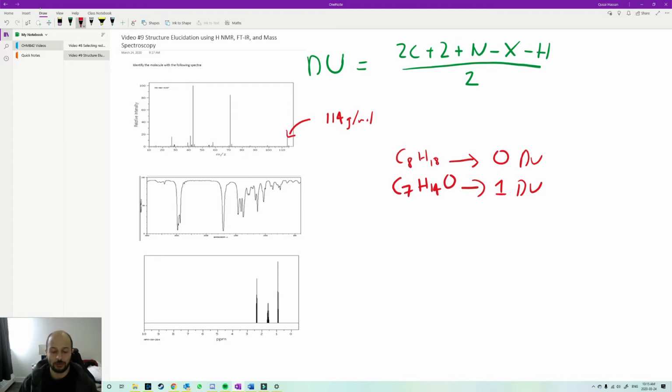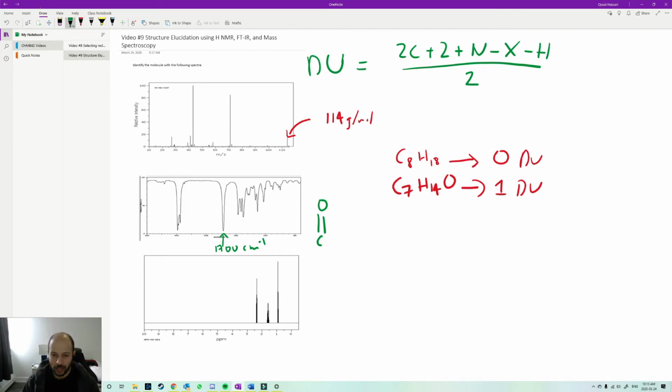Now, when I look at my IR, the first thing that's screaming at me is this peak here. This tells you so much. This is probably one of the most useful pieces of information you could get. This peak is around 1700 wave numbers. What does that tell me? That tells me I have a C double bond O, a carbonyl. And that's so much information from just that one peak.